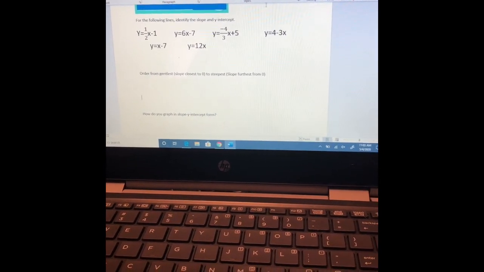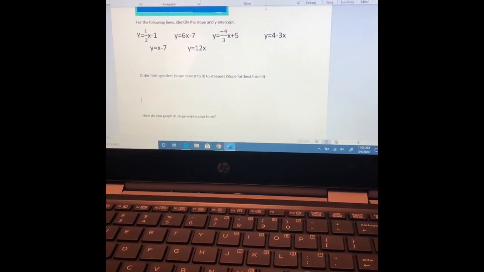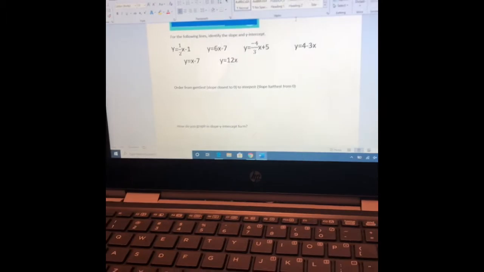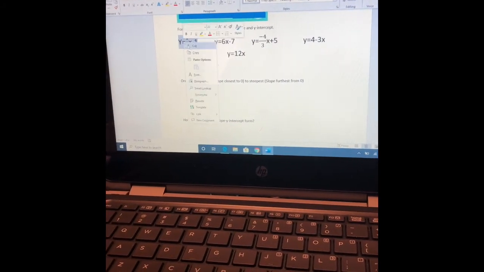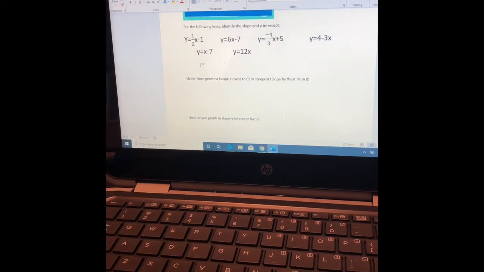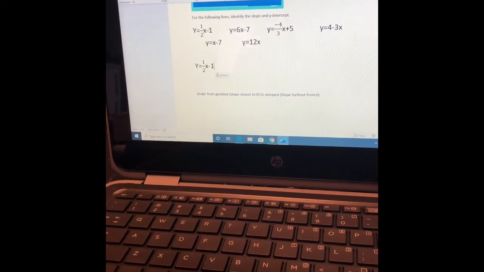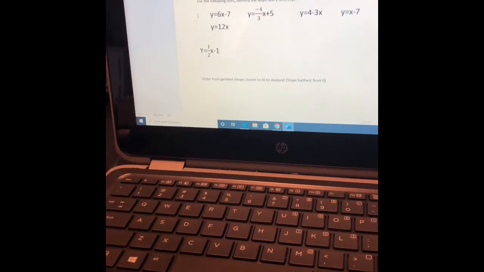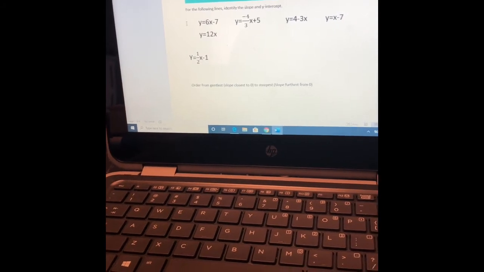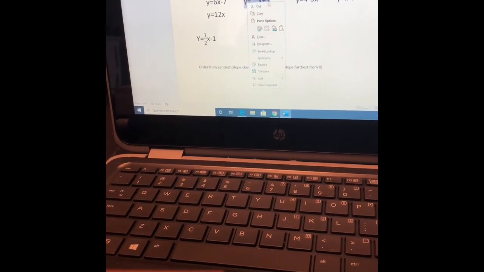So the flattest one we have here is a half x minus 1. That would be our first one. So I'm just going to go and order it. There's our gentlest. Next we have, what's the closest to 0? Looks like this negative slope goes next.